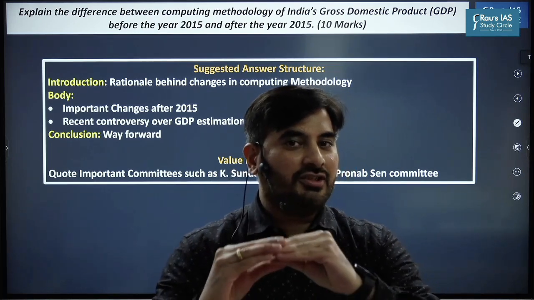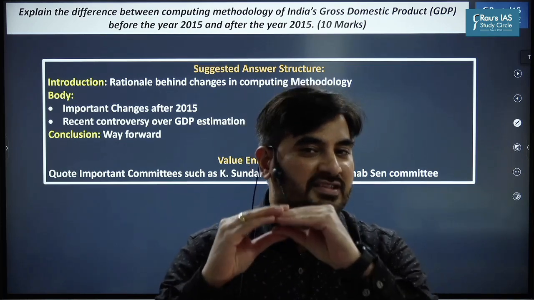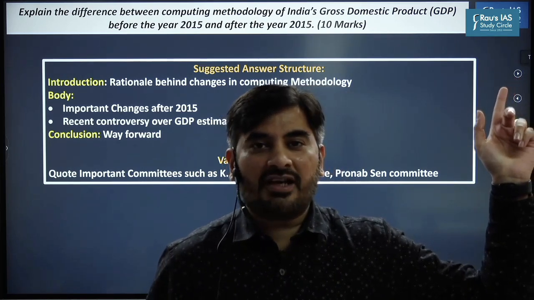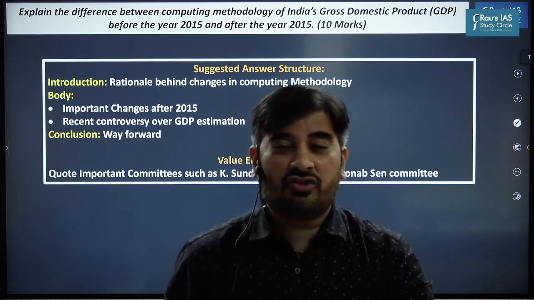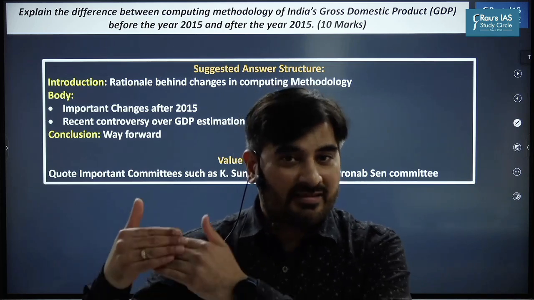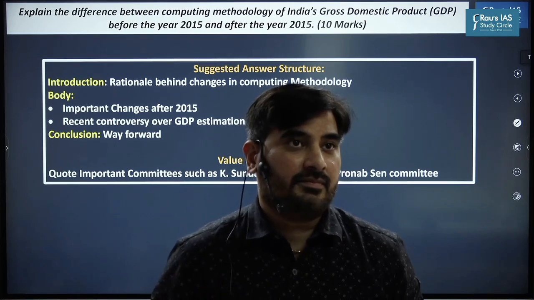Your introduction should not exceed more than 10% of the word limit prescribed for the answer. So here, the answer has to be written in how much? 150 words. So your introduction should not exceed 10 to 15% of the word limit. So you must write the introduction in maximum 15 to 20 words, not more than that.